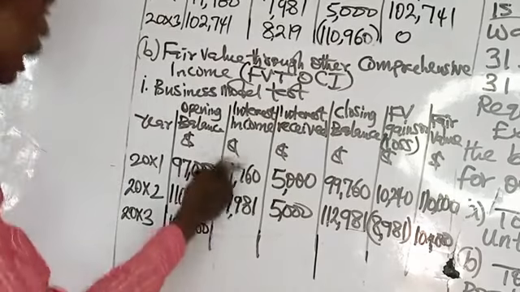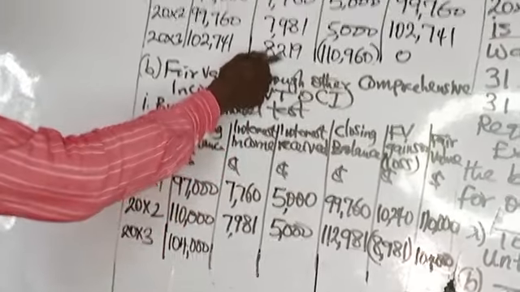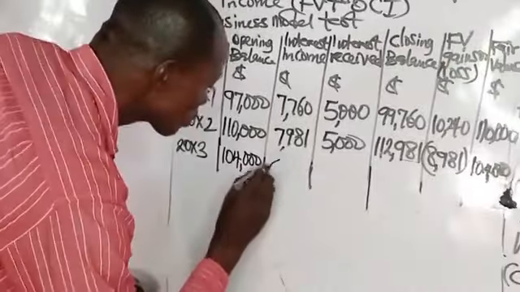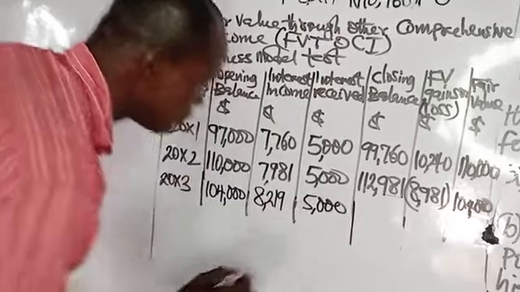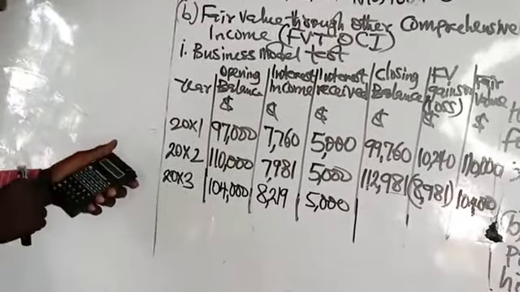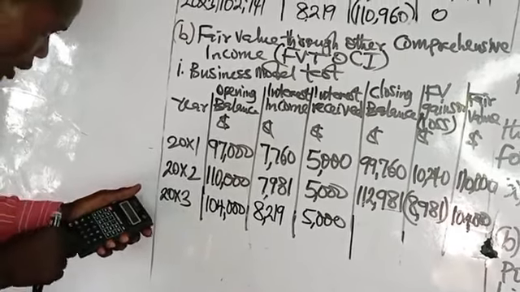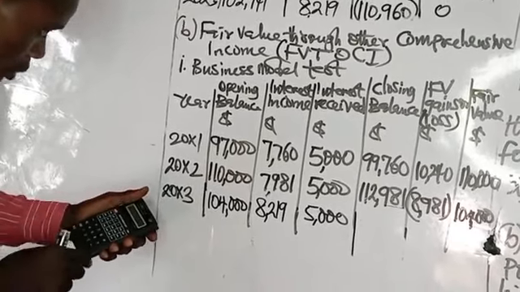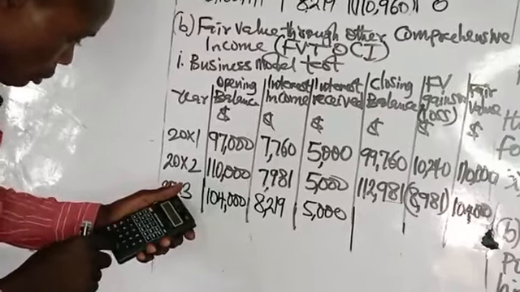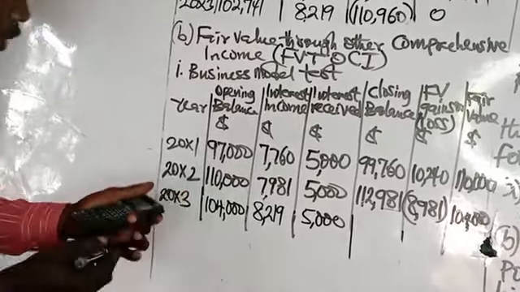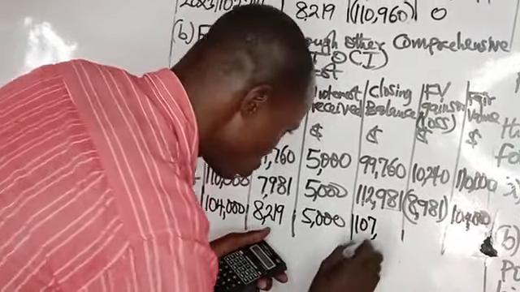104,000. The interest income remains as before, 8,219. The interest receipt remains the same. So we have 104,000 plus 8,219 minus 5,000. That will be 107,219.